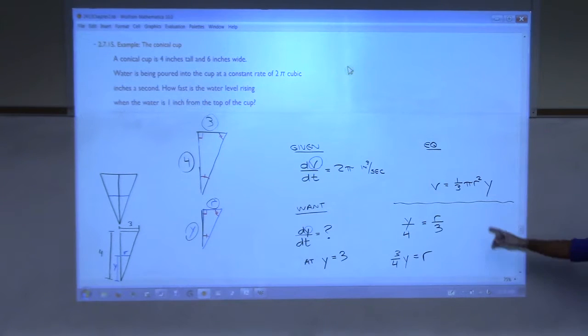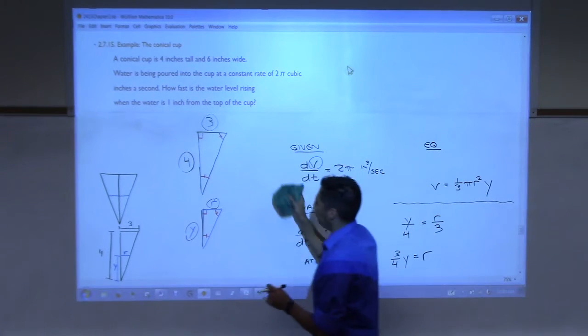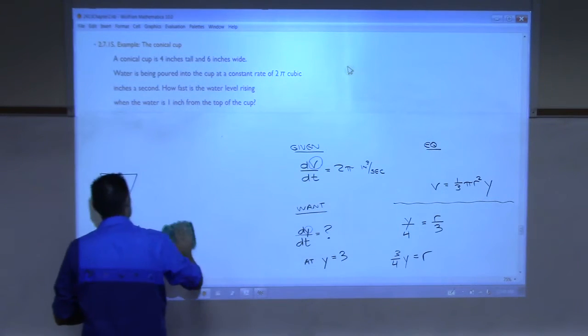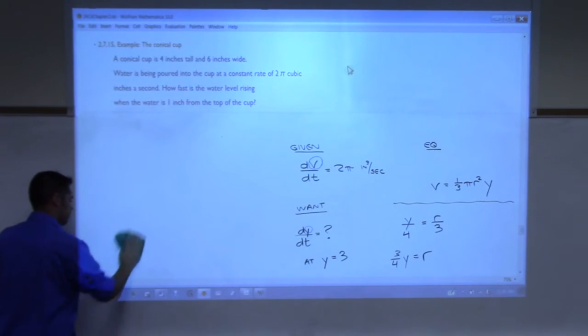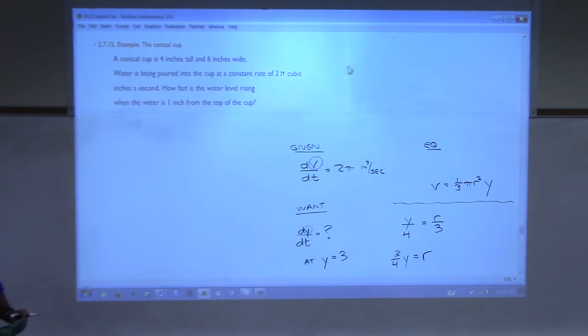And now I can rewrite my equation in terms of just V and y, which will be the only variables there. Won't they? Are y'all all right? I'm getting some weird looks. I guess it's just being able to see how to split, just knowing how to split that cone up.